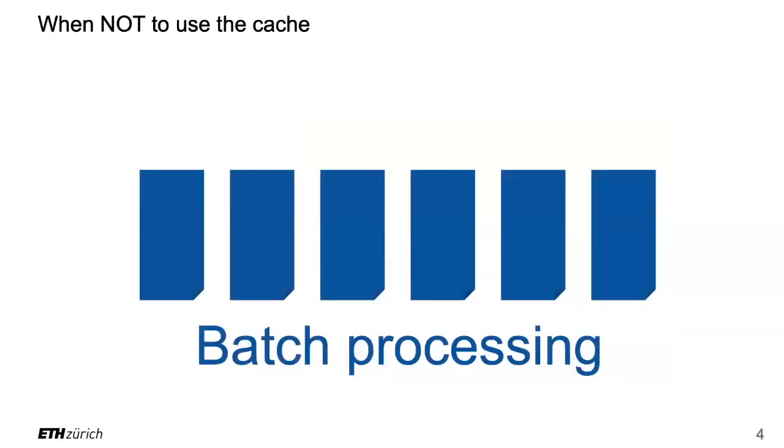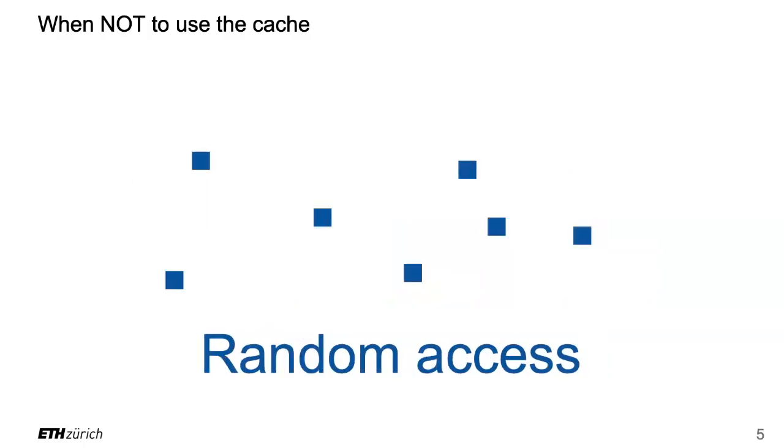Then there are cases where the cache is totally useless, at least the reading cache. First, it's when you batch process. We will see with MapReduce and Spark that there are cases where you need to read all of the data. You have a data set that is one petabyte, and you need to read all of it. Here, the caching is totally useless because you anyway need to read all of the data, and you only read it once. We'll see why it's called batch processing very soon.